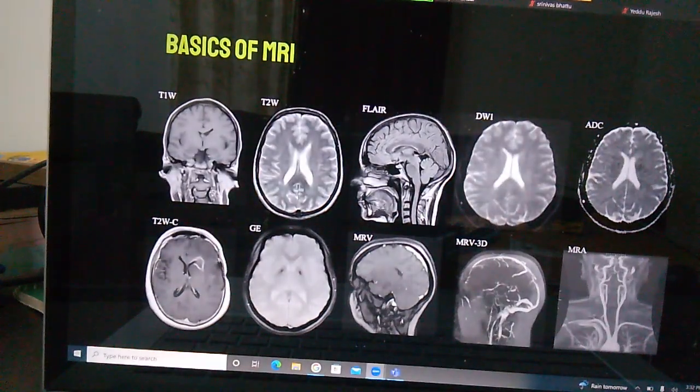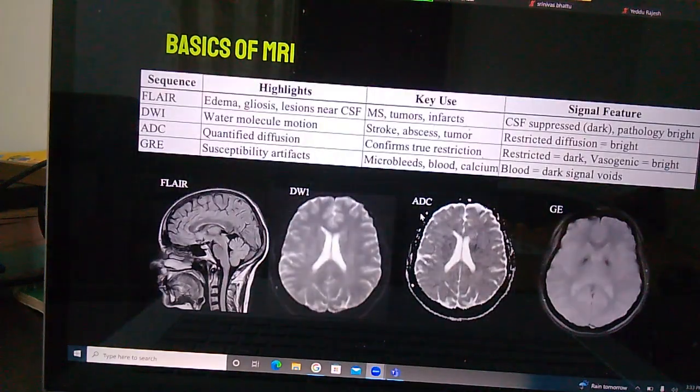There are many different sequences taken, like T1, T2 weighted images. We also have FLAIR images, DWI images, ADC images, T1 weighted with contrast images, gradient echo images, MR venography, MR venography with 3D reconstruction, and MR angiography. We'll understand a little bit what they are.